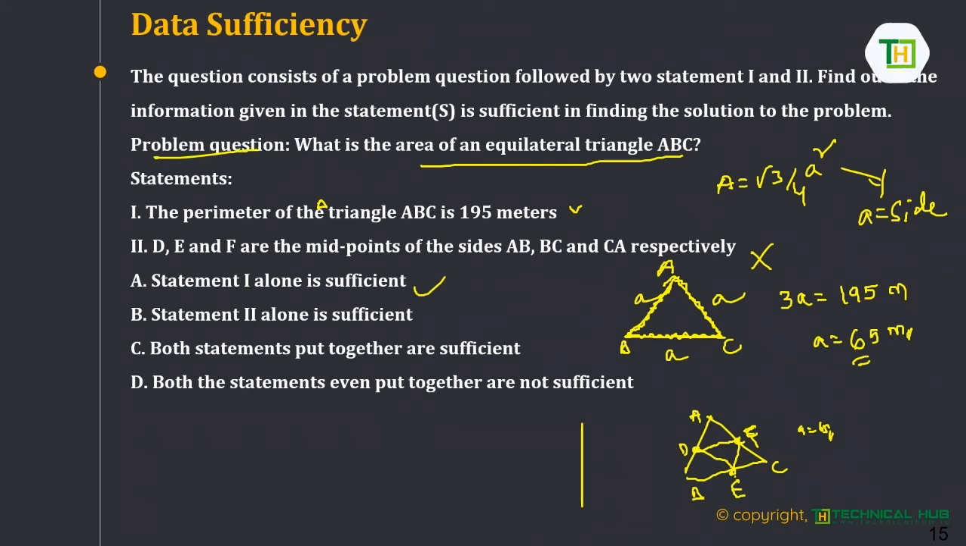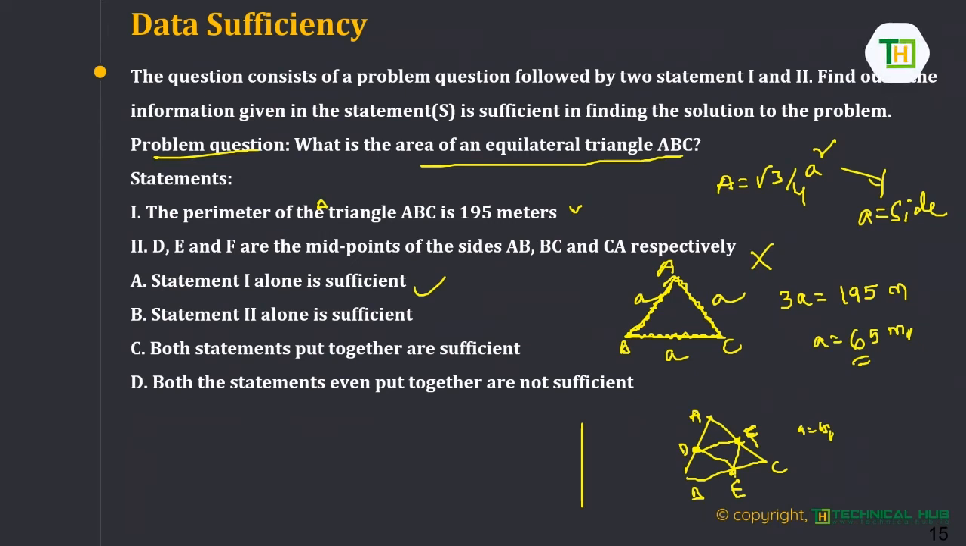So the perimeter means adding all the sides, in Telugu chuttu kolata. So the perimeter means adding all the sides: A plus A plus A. So 3A equals 195 meters. So find the A value. You can use statement one to find the A value.